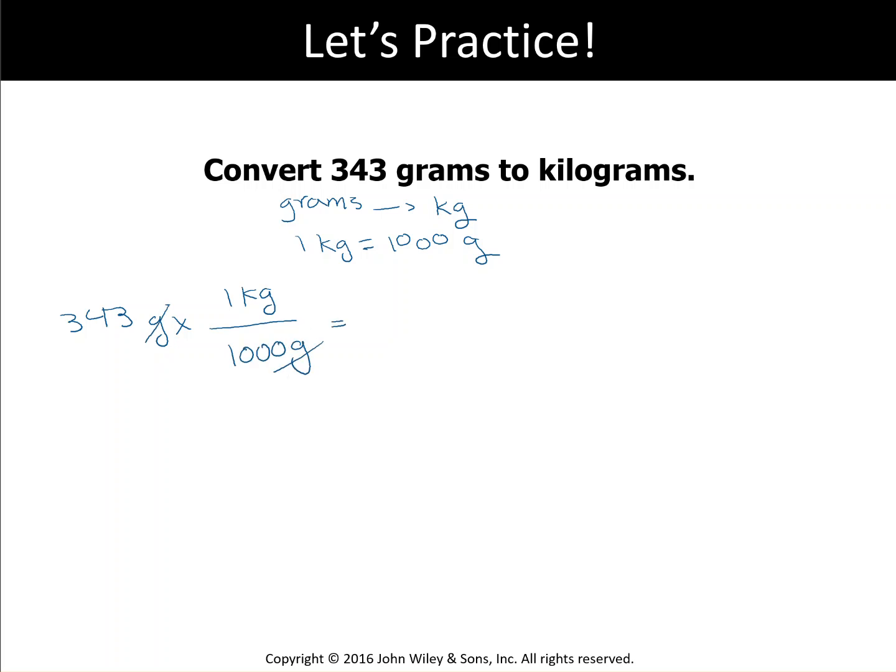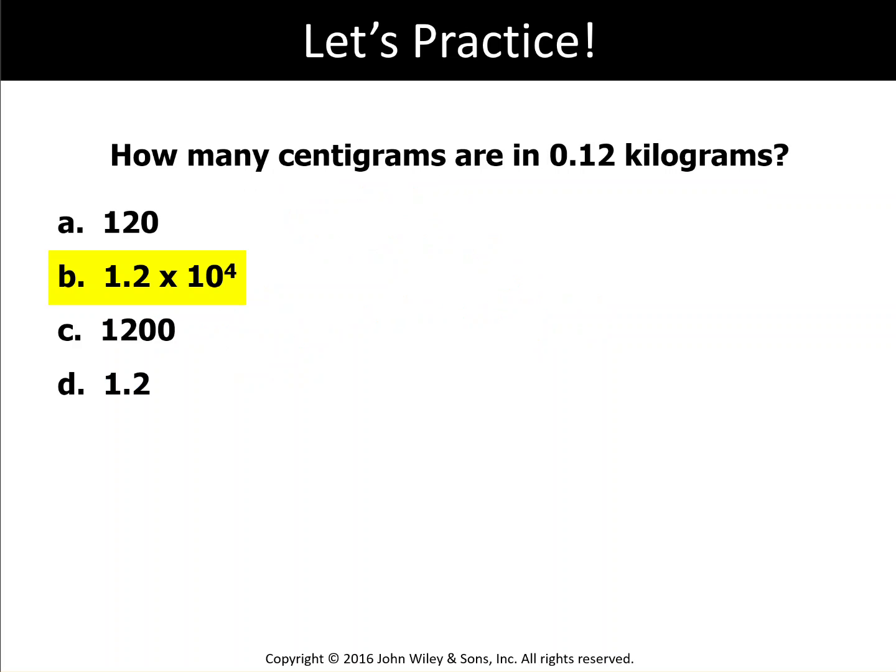So grams and grams cancel out. So this is going to be 343 times 10 to the negative 3 kilograms. You could write this in scientific notation or any other format too. So the format of your final answer doesn't really matter. What's important is the number of significant figures. So let's look at another example.